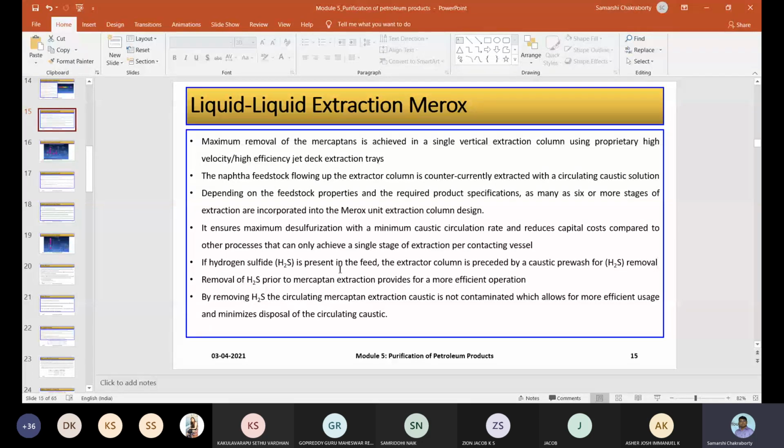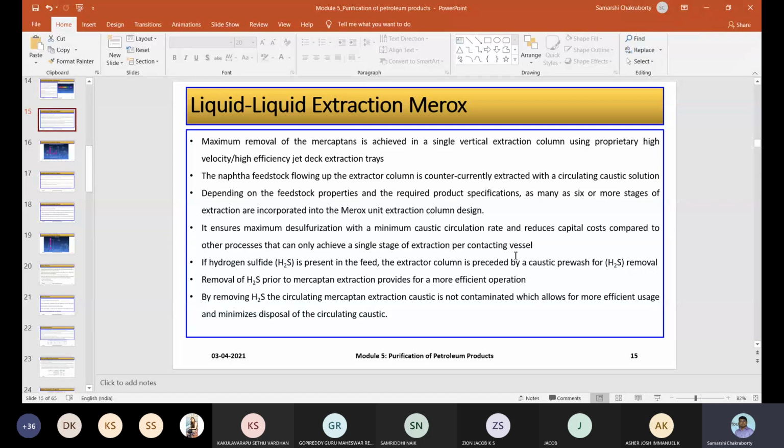If hydrogen sulfide is present in the feed, the extractor column is preceded by a pre-caustic wash for H2S removal. So they are saying if you have certain amounts of H2S present, because your Merox process is dedicated towards extracting mercaptan, that is RSH. But if some free hydrogen sulfide is present in your feed, you cannot just directly send your feed to your extraction column. So prior to that, you need to have a caustic pre-wash. The caustic pre-wash will take care of this hydrogen sulfide.